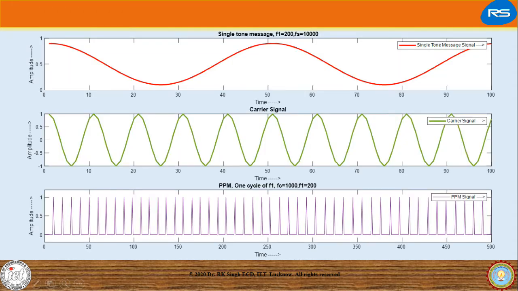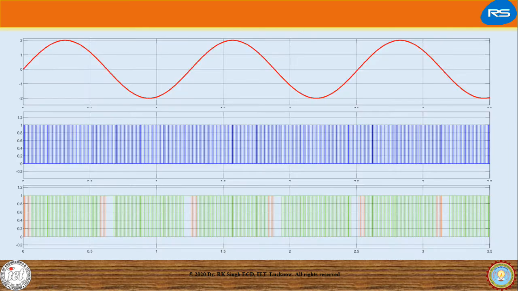These are the various pulses. This is our master signal, carrier signal, pulse position modulated waveform, and this is a demodulated waveform, which is very much similar to the original master signal. In another representation, we have master signal, carrier signal, and pulse position modulated wave, like this.